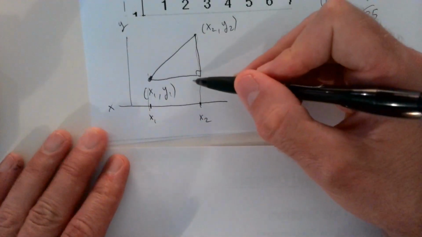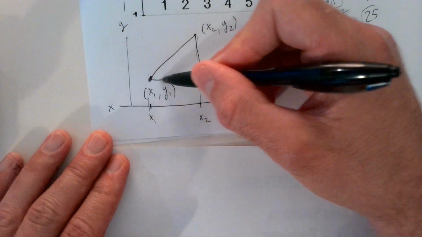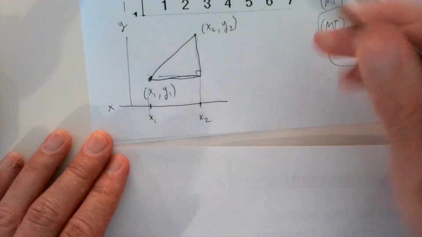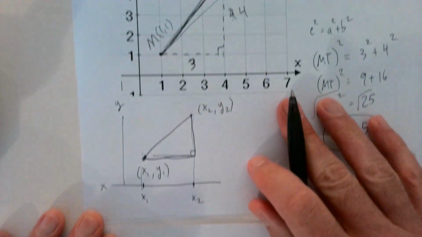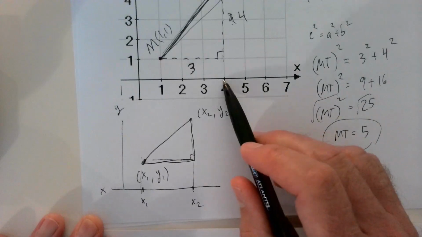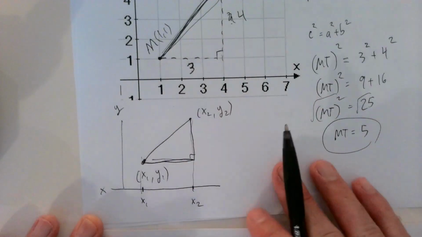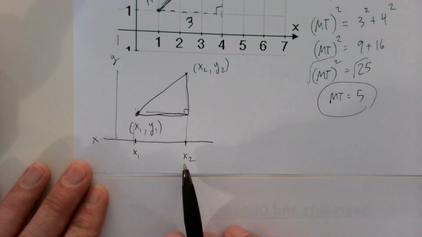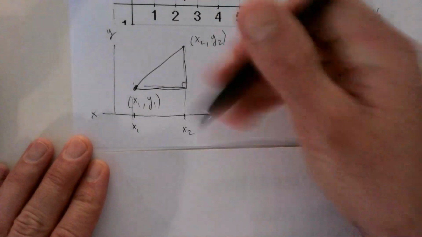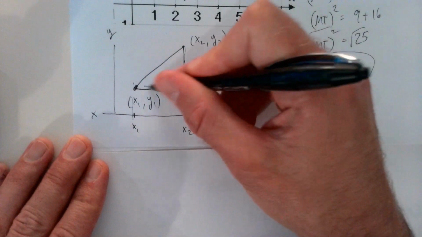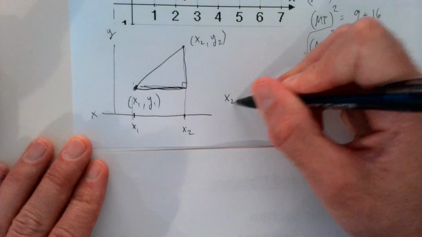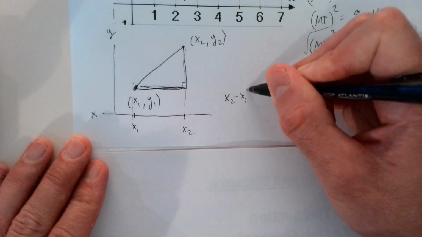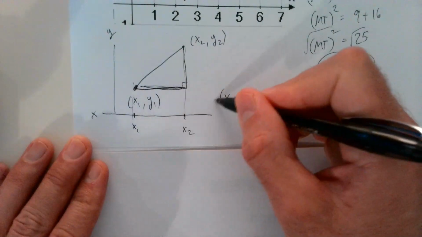Now if I want to use Pythagorean theorem, I need to know the length of this bottom part. Okay, that's the same as when I found the length of this one here. I did bigger minus smaller. So I don't know what x1 or x2 is, but I do know that x2 is to the right, and so the length of this one is going to be x2 minus x1. That's the length of this segment right here.